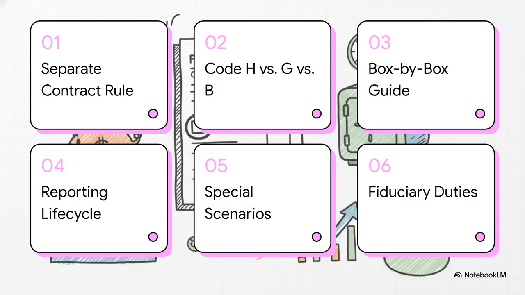Okay, so here's our game plan to get this right. We're going to start with the why, the legal foundation for all of this. Then we'll dissect the codes that cause all the confusion. We'll walk through the form, box by box, then trace how the data flows from start to finish. We'll even cover some special cases, and finally talk about what happens when things go wrong.